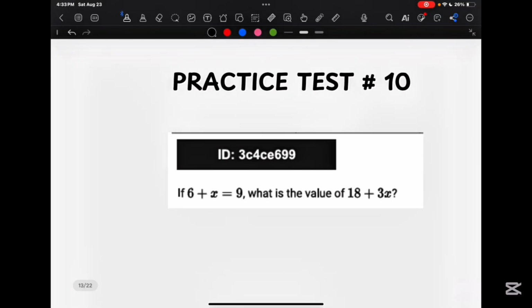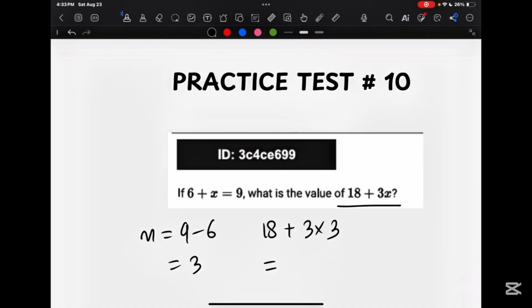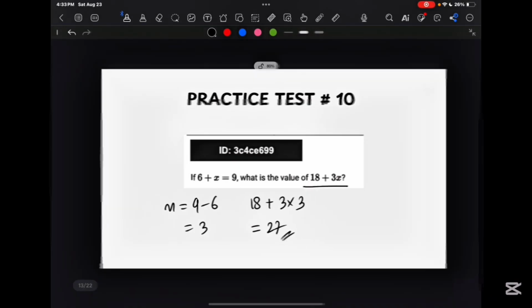Now, if 6 plus x equals 9, what is the value of 18 plus 3x? So we are first going to find the value of x, which is going to be 9 minus 6, which is 3. And then we're going to plug this value into this equation. And we are going to get 27. So that is the answer.